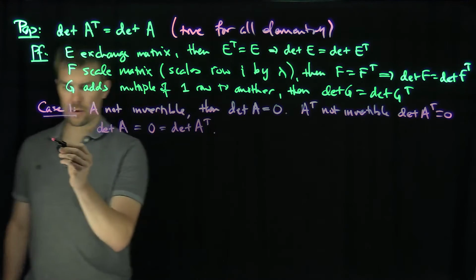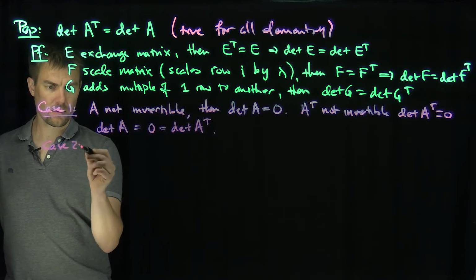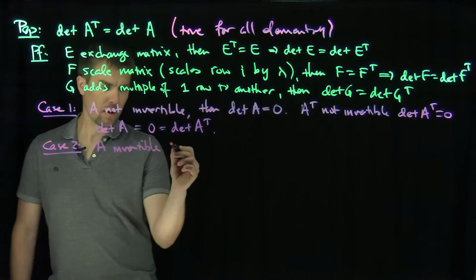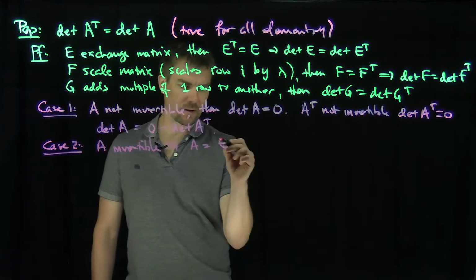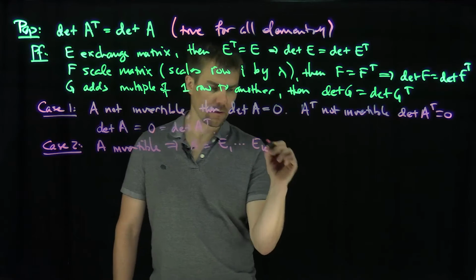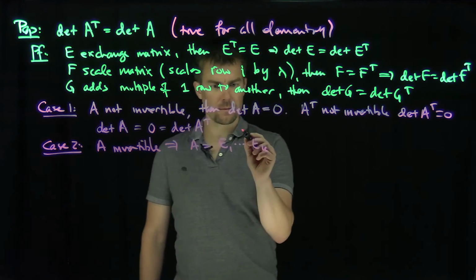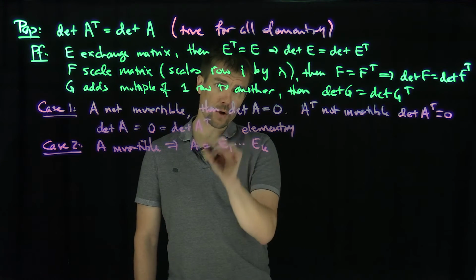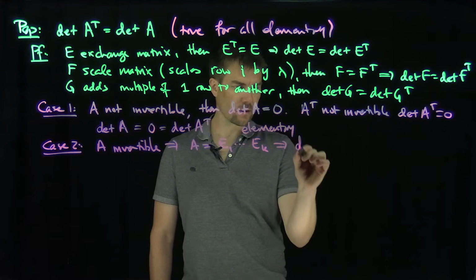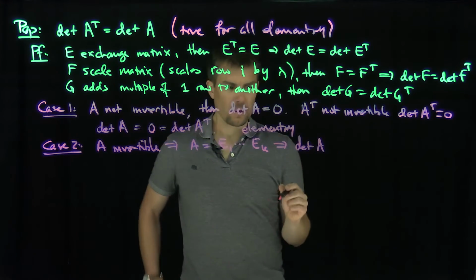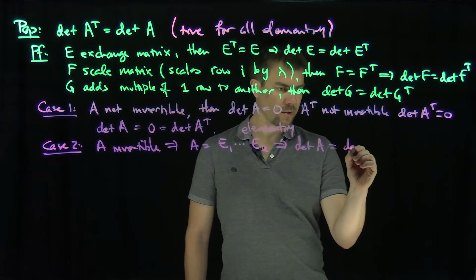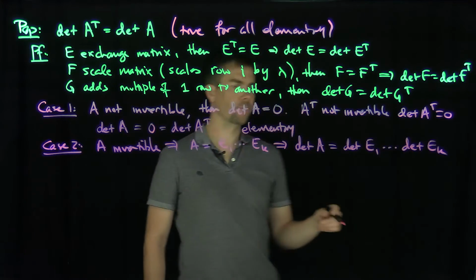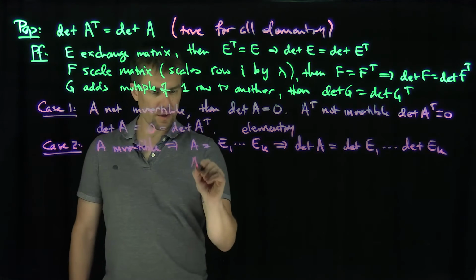If A is invertible, case 2, that means that A is the product of elementary matrices. These are elementary. And what we can do now is use the product property. We can say that the determinant of A is going to be the product of these determinants, determinant of E1 all the way down to determinant of EK, by a previous video. But A transpose is just going to be these things in opposite order.